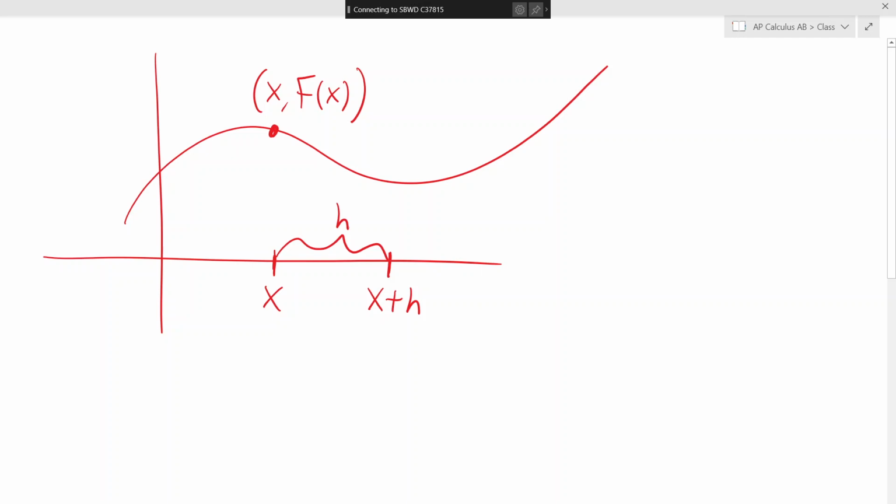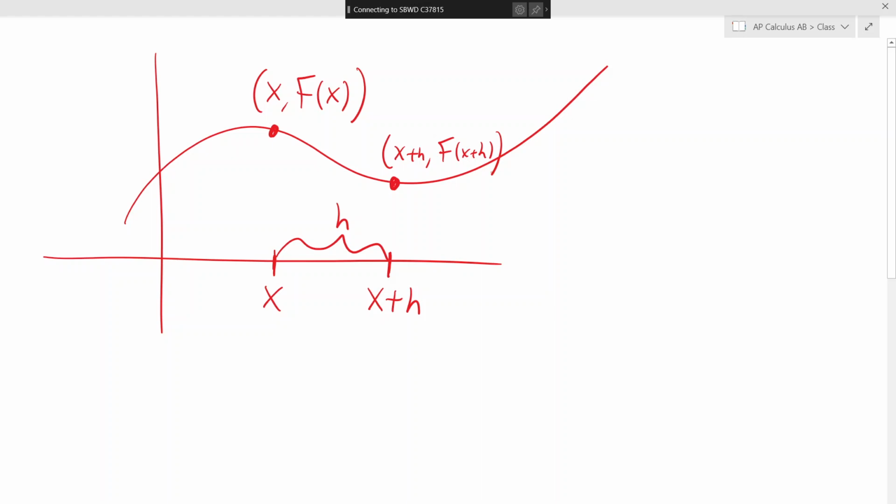So some new x value, right? We're adding h to it. That's going to give me this point here. And I'm drawing them, they could be anywhere. X is any number at all. It could be anywhere on the curve. But the point here then is x plus h, comma, f of x plus h.